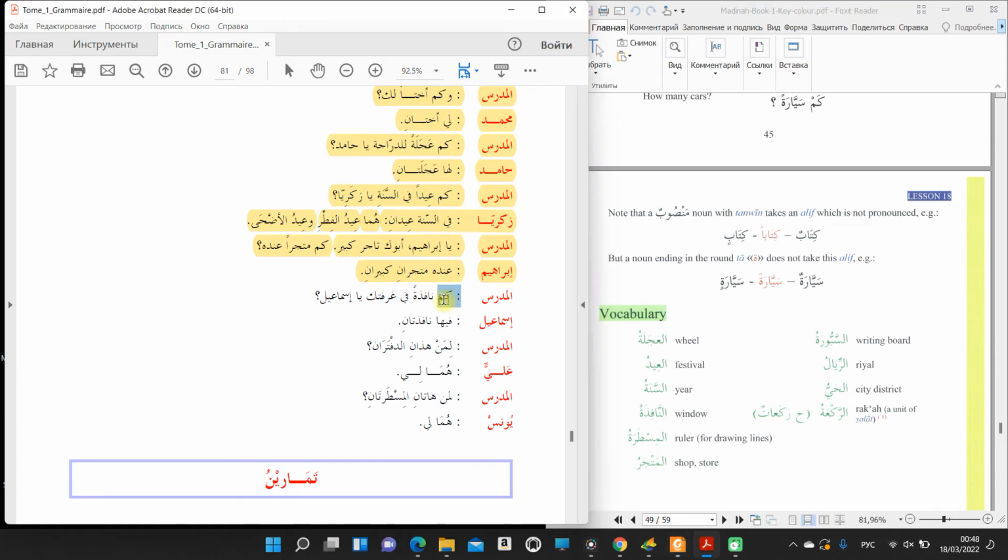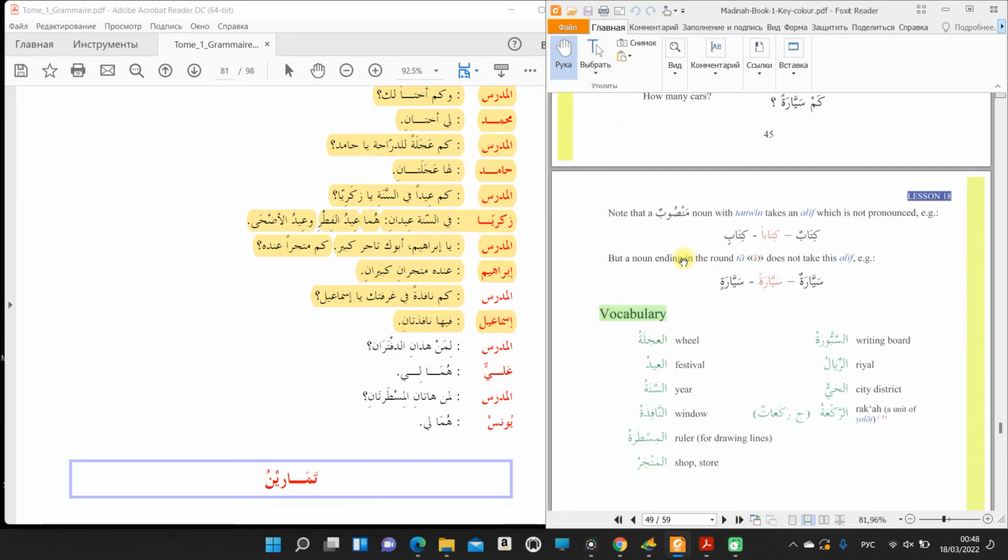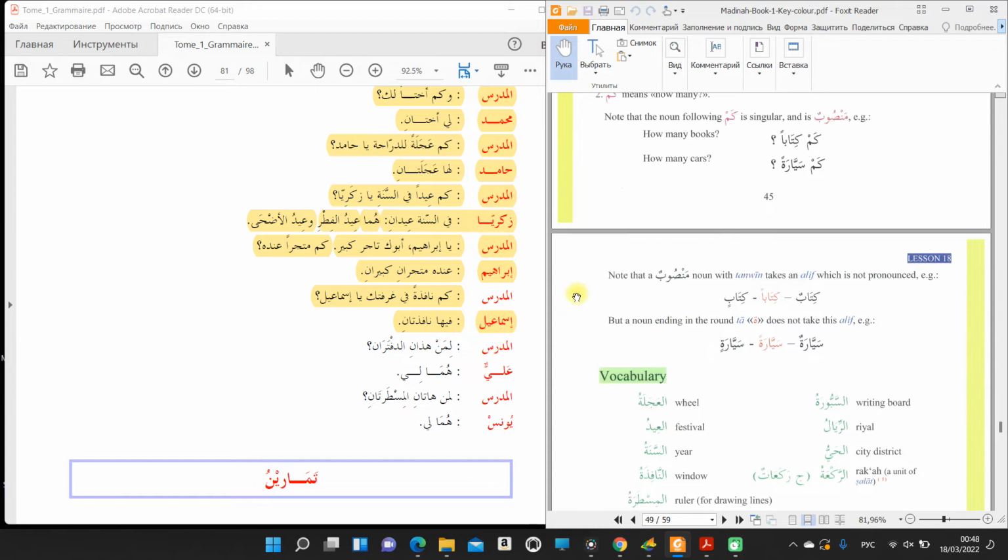كم نافذة في غرفتك يا إسماعيل. نافذة is translated as window. How many windows in your room, oh Ismail? And he says فيها نافذتان. So this lesson is all about dual, therefore of course there are two windows in his room.